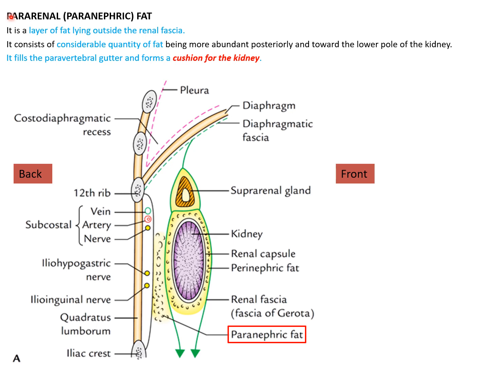The fourth layer is the pararenal fat. It is present outside the renal fascia. It is present on the posterior aspect of the kidney and is more abundant near the lower pole of the kidney. It fills the paravertebral gutter and it acts as a cushion for the kidney and prevents the kidney from injury. So the final layer is the layer of the pararenal or paranephric fat.